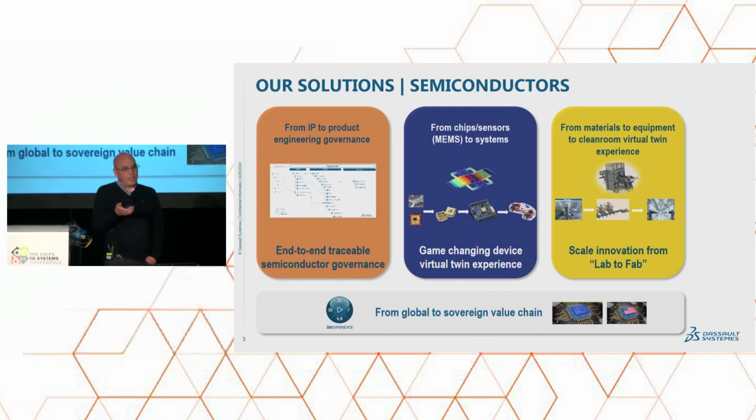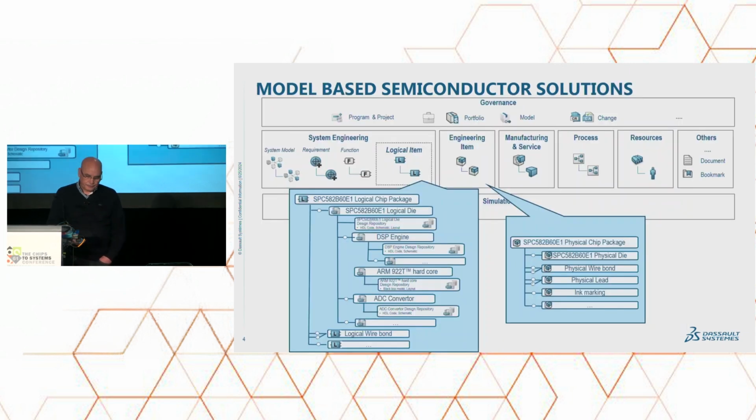And those three pillars are based on one simple assumption, is that the world of semiconductor is changing. We knew the semiconductor value chain being global. Today, we are going local. We are going sovereign. We are going to the CHIPS Acts in the US. We are going to the CHIPS Acts in Europe. And so we need to accommodate these changes into the way we want to serve our customers.